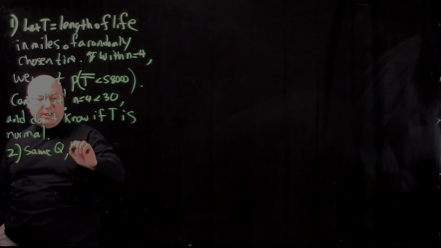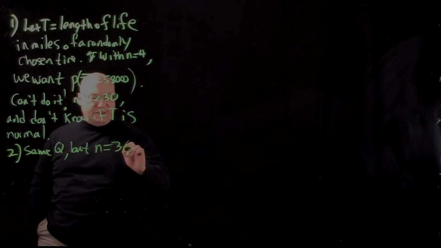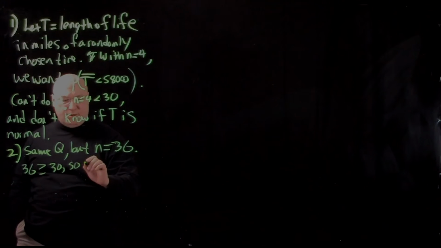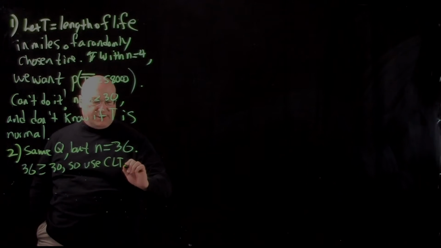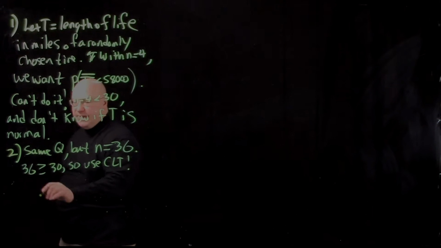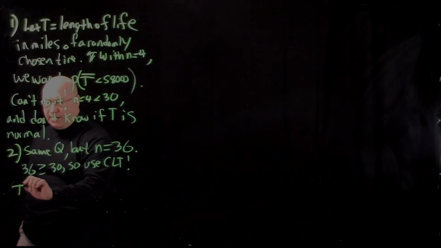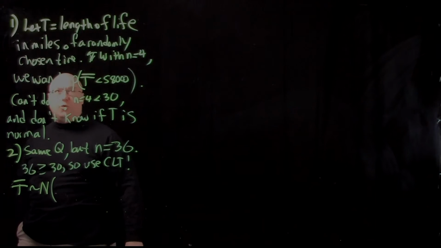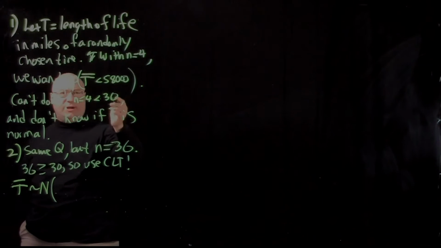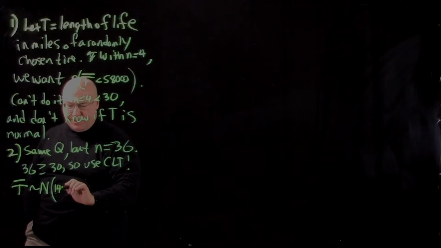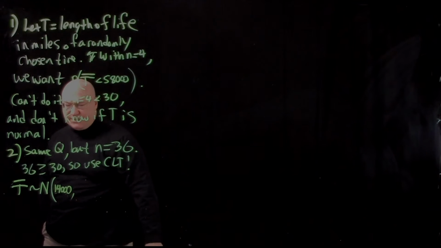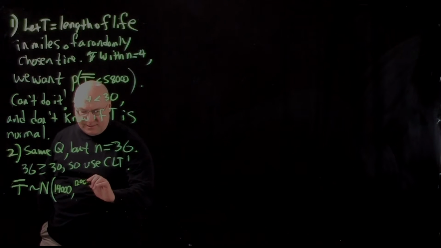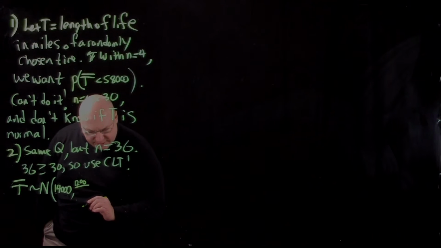Same question, but n equals 36. Well, okay, obviously 36 is bigger than or equal to 30. So we can use the central limit theorem and say that T bar is normally distributed with the same mean, and I haven't written it up here, but it's 14,000, right? And the standard deviation is the given standard deviation, which is 1,200 divided by, I have those numbers right, don't I?